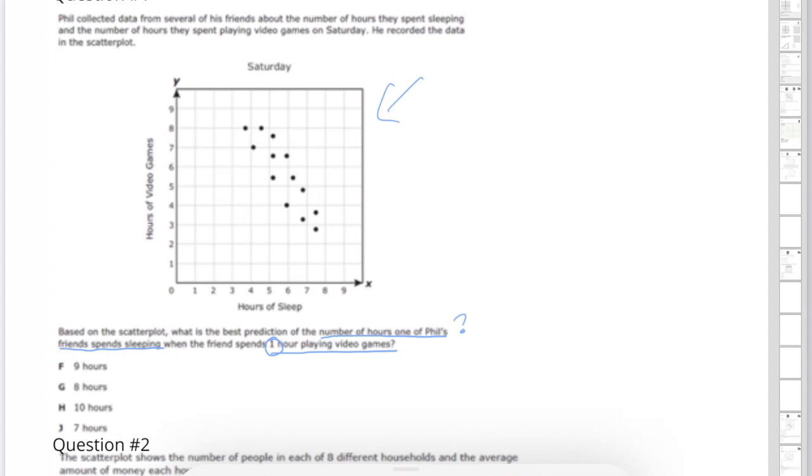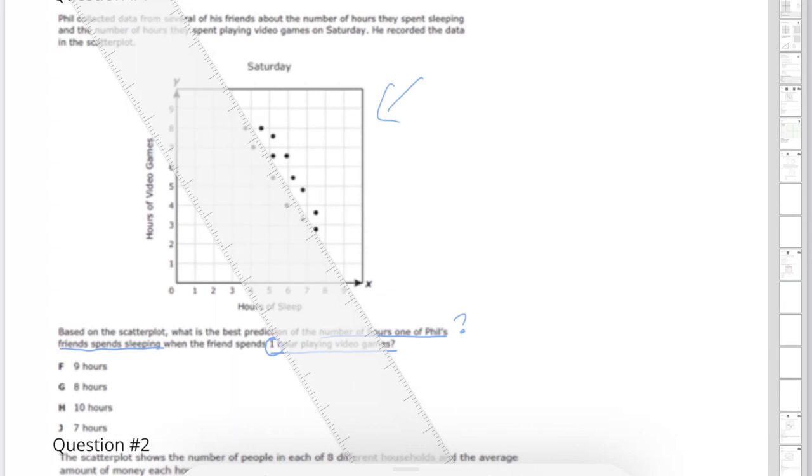So first thing we're going to do is make a straight line going through our trend line. And so you need to have a straight edge or a ruler for this. I'm going to use a ruler right here on the iPad. And the key thing about this is you want there to be like half of the dots on one side and the other half of the dots on the other side.